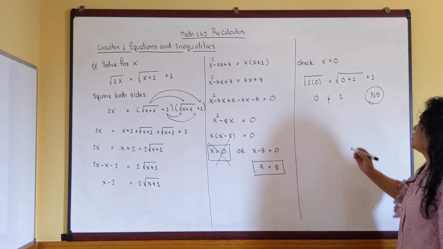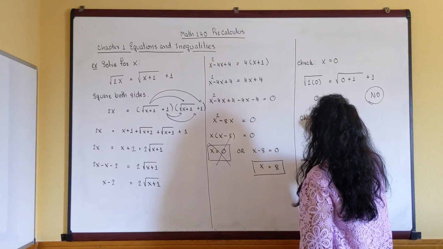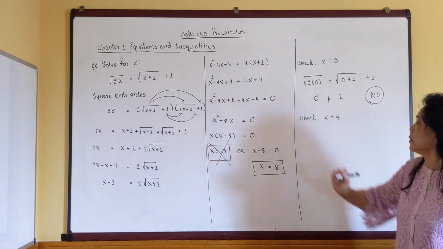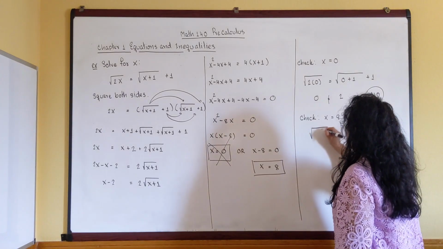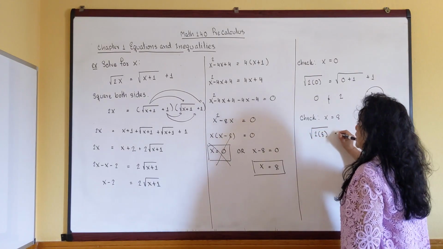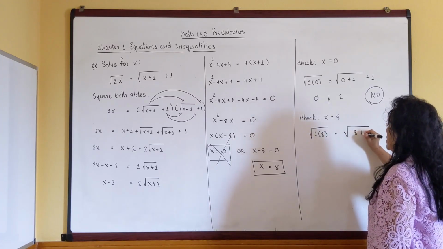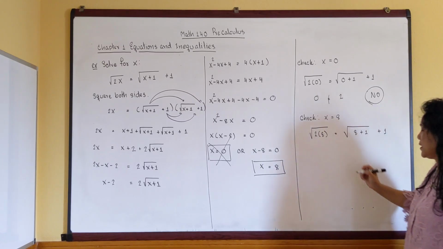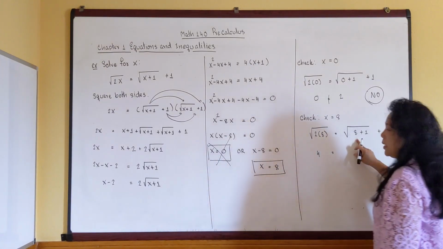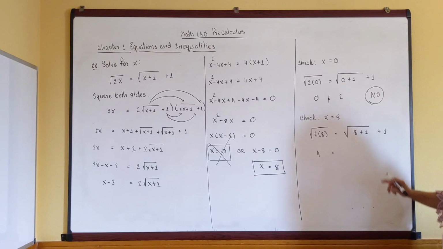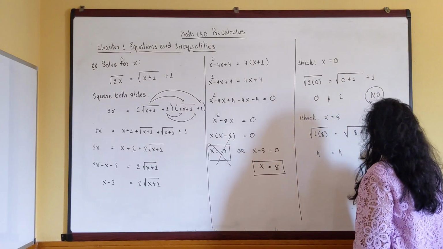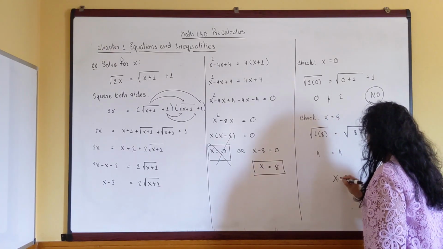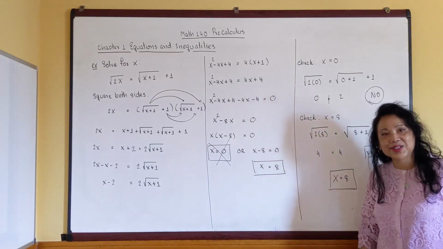Cross it out. So let's check x equal to 8 in the original equation. So I'm going to have square root of 2 times 8 equal to square root of 8 plus 1 plus 1. 2 times 8 is 16. Square root of 16 is 4. 8 plus 1 is 9. Square root of 9 is 3. 3 plus 1 is 4. So it works. So the answer is x equal to 8. That's the only answer that is correct.